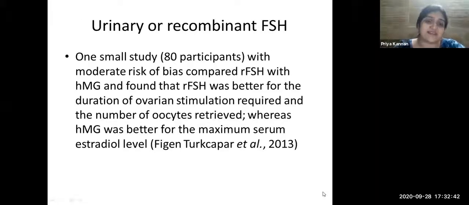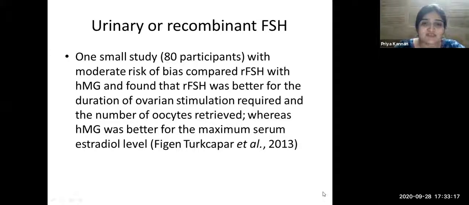The next question in front of us: am I supposed to use a urinary or a recombinant FSH, or am I supposed to use HMG? So I'm just going to give you a few more studies on what has been said. There was one small study, with a moderate risk of bias, comparing rec FSH, recombinant FSH, with HMG, which found that the recombinant FSH was slightly better for the duration of ovulation stimulation required. That is, the number of days of stimulation required was less.